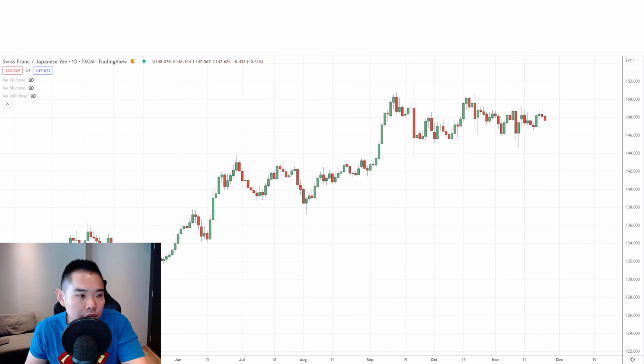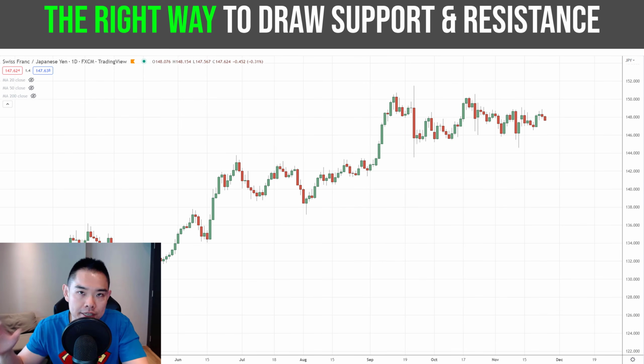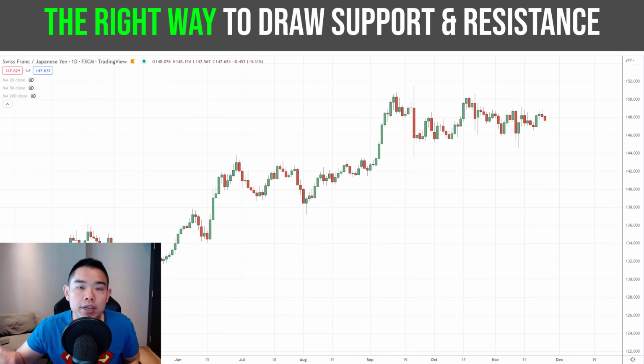So have a look at this chart over here. You can see that this market is in an uptrend. And as you know, in an uptrend, support is stronger. So this is where we want to give it more attention. So let's learn how to draw support in an uptrend. So why don't we want to draw resistance in an uptrend? Because as you've seen, resistance tends to get broken in an uptrend. So we're not too concerned about it. Let's focus more on drawing support.